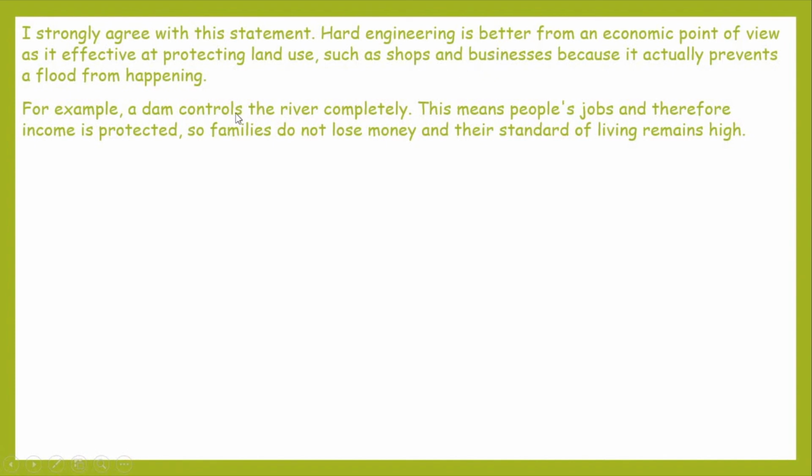Okay. For example, a dam controls the river completely. I'm going to get a mark there. This means people's jobs and therefore income is protected. Another mark. So families do not lose money and their standard of living remains high. Another mark. Nice key term too.